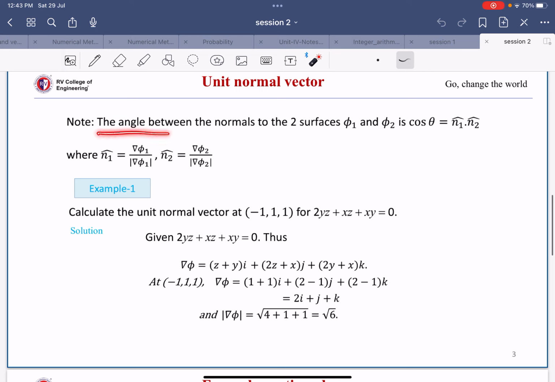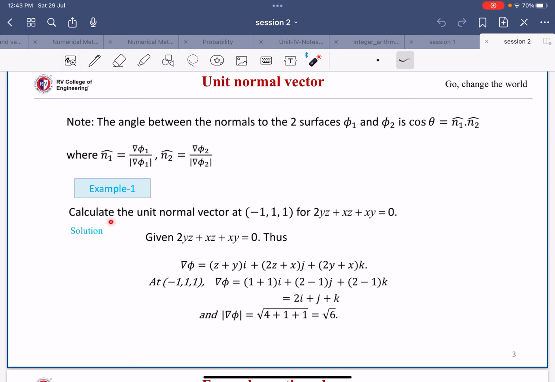Note, the angle between the two normals to the surfaces phi 1 and phi 2 is given by cos theta equal to n1 cap dot n2 cap, where n1 cap is the unit normal to the first surface and n2 cap is the unit normal to the second surface. So let us look at an example.